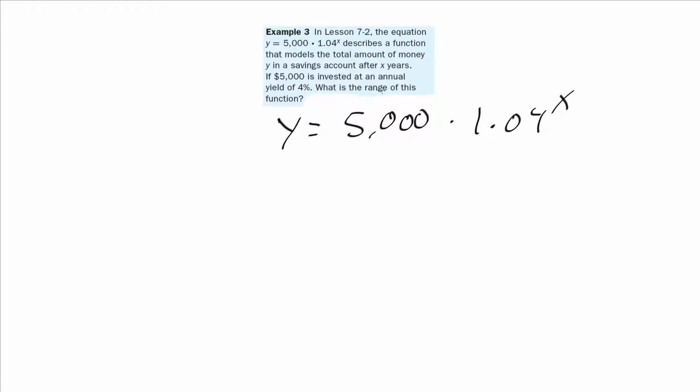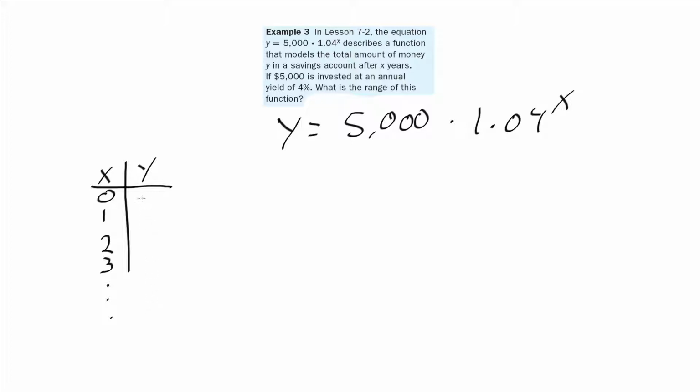Well, we want to know what are the possible values that y could have. Well, what can x be? Well, x is going to be 0 or positive integers. So it could be 0, 1, 2, 3, and so on. And y is going to be the result of that. So the range will be a set of values that can occur in this function, and the minimum value is going to be when x is 0.